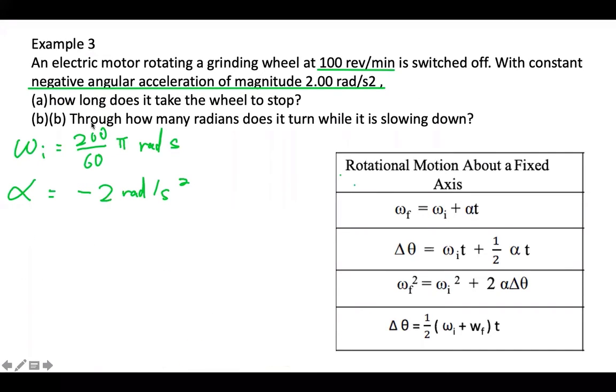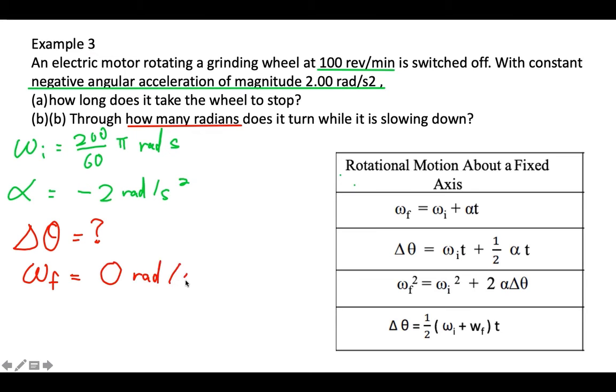Around we do B. B: through how many radians does it turn while it's slowing down? So it means how many radians, the unit in radians, so this is the change in the angle. And we slow down, same, also when the speed is 0 radians per second. Okay, right now we need the displacement here. All right, we don't need this one. We need the displacement. And what else do we have? I think a lot of things we can use.